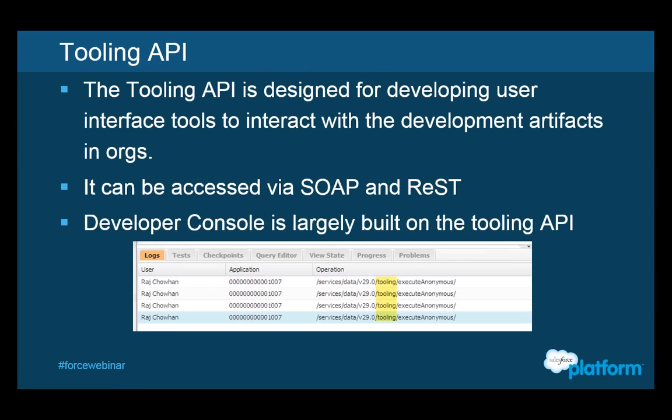I mentioned the tooling API. The tooling API is used for developing user interface tools to interact with development artifacts. It can be accessed via SOAP and REST, and our very own Developer Console has a lot of it built on top of the tooling API. If you look at your logs, you can see those actually going through the tooling API.